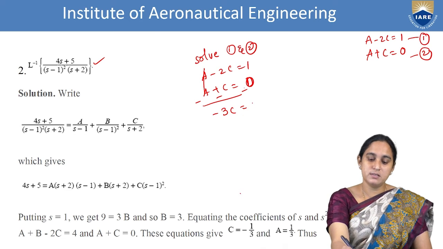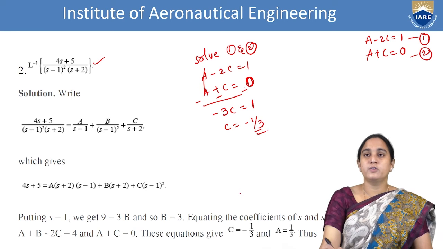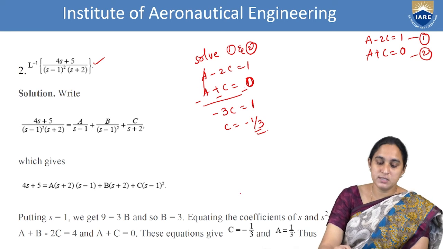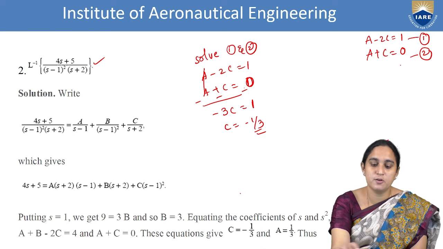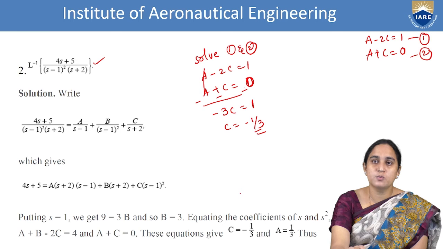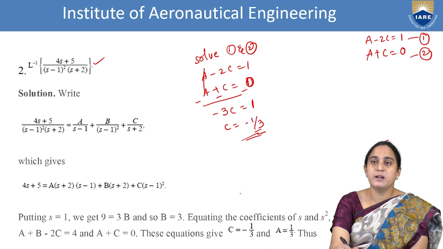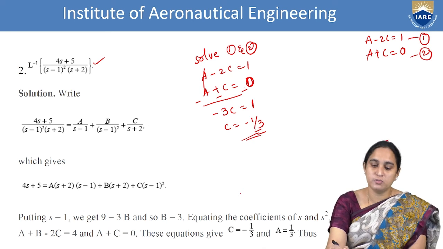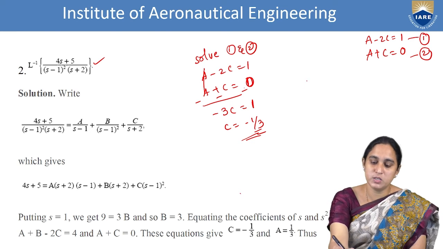That is minus 3 is equal to 1, c is equal to minus 1 by 3. If you are solving the first and second equations, that is a plus c as 0, that is a minus 2c is equal to 1 and a plus c is equal to 0. From that we got c is equal to minus 1 by 3. Now substitute the c value in any equation of 1 and 2. I am substituting c is equal to minus 1 by 3 in the first equation.